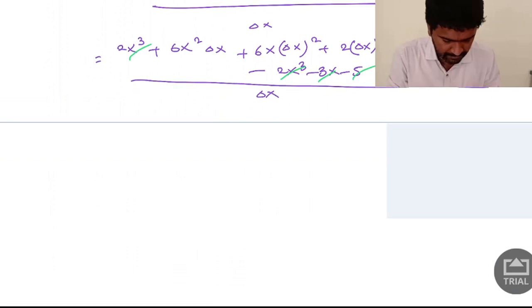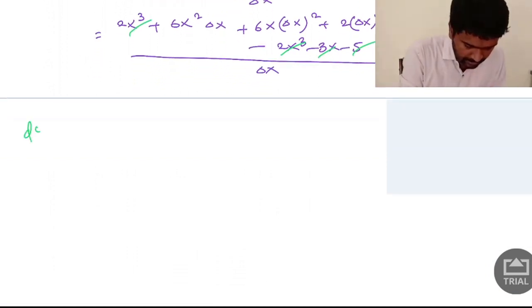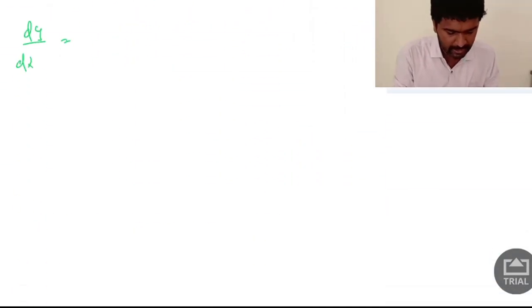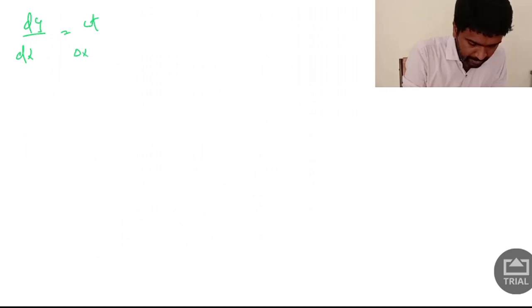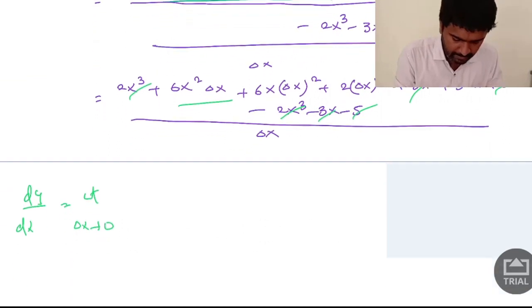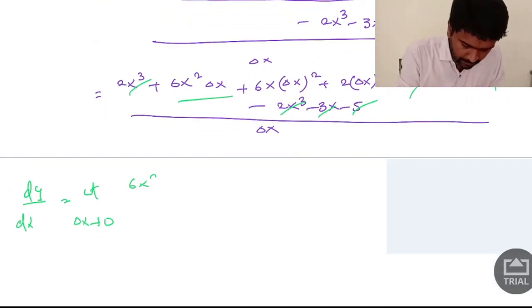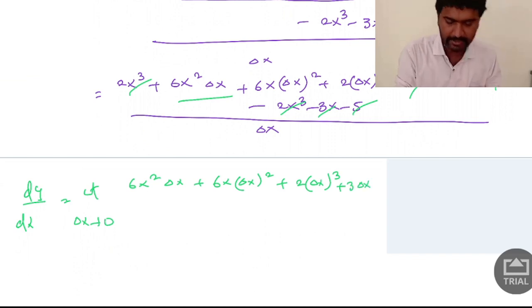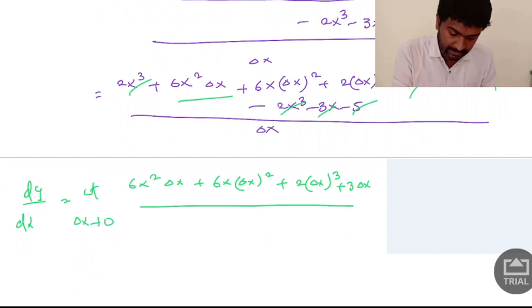Then the remaining part will be dy by dx equals, so don't forget to write the limit everywhere, limit delta x tends to 0, then the remaining part is 6x square delta x plus 6x delta x whole square plus 2 delta x whole power 3 plus 3 delta x, by delta x. Now you can take delta x common.